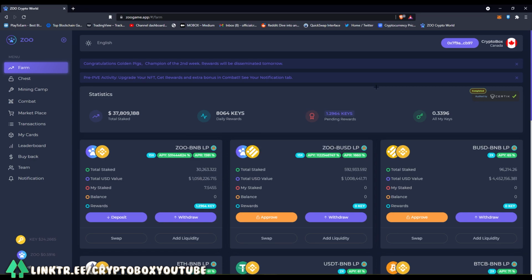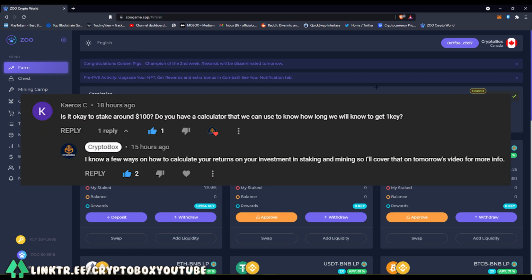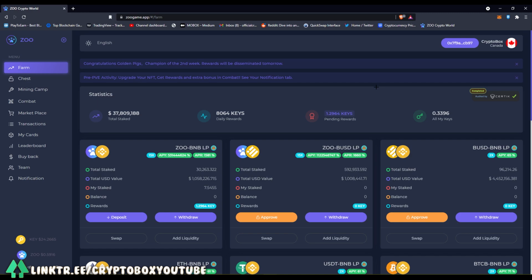So in today's video, I want to talk about how you can calculate your return on staking in these pools. So you can calculate the APR and APYs, and also how to calculate your mining camp stuff. So if you had this amount of hash power, you would see how much you would get every day, every week, every month, every year. And then you can calculate that into actual money or in zoo or in key. So it's up to you really. So let's get started.